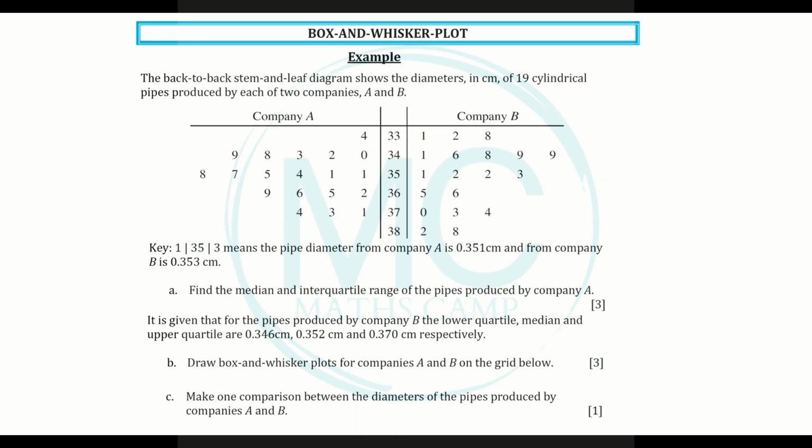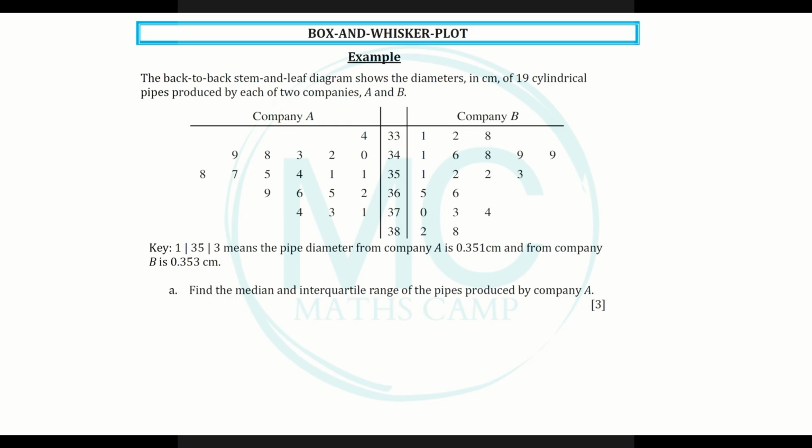The back-to-back stem and leaf diagram shows the diameters in centimeters of 19 cylindrical pipes produced by each of two companies, A and B. When you're looking at a stem and leaf diagram, pay attention to the key, because it is easy to assume here that 334 is 334, but the key shows us that 351 is 0,351, which means 334 is actually 0,334. Part A says find the median and interquartile range of the pipes produced by Company A.